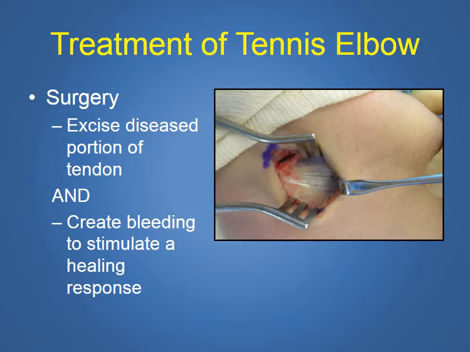If none of the above treatments are successful, some patients may require surgery to treat their tennis elbow symptoms. Only 5 to 10% of all patients with tennis elbow eventually require surgery. During the surgery, the diseased portion of the tendon is excised and bleeding is treated to stimulate a healing response, much like the PRP injection. The picture on this slide shows the diseased tendon visible through a small incision.